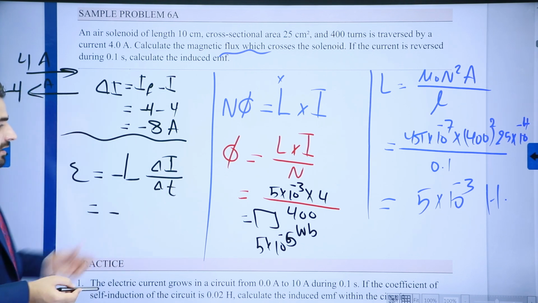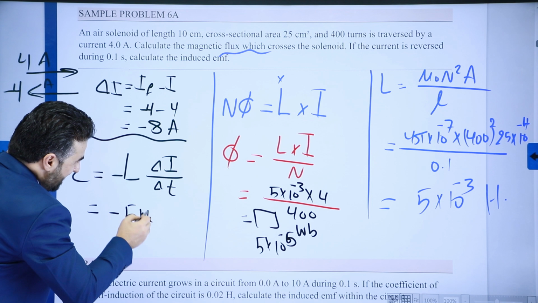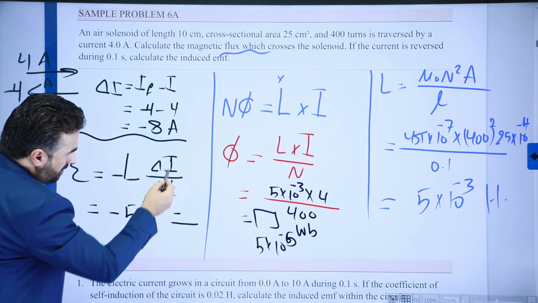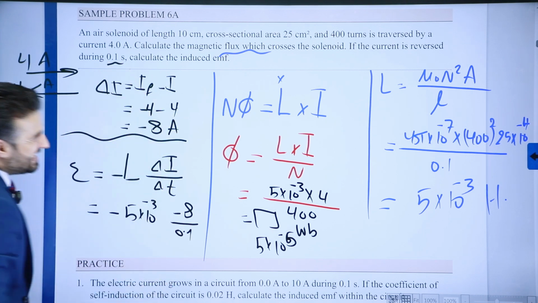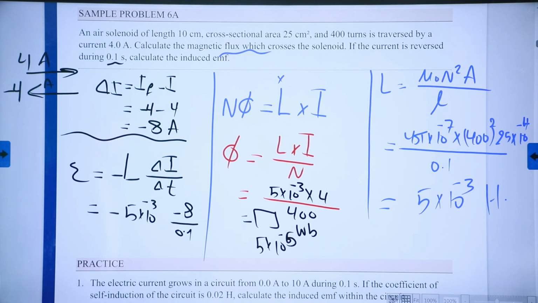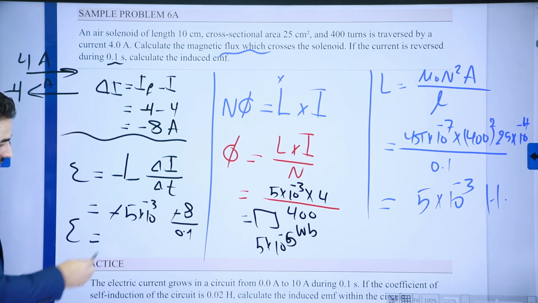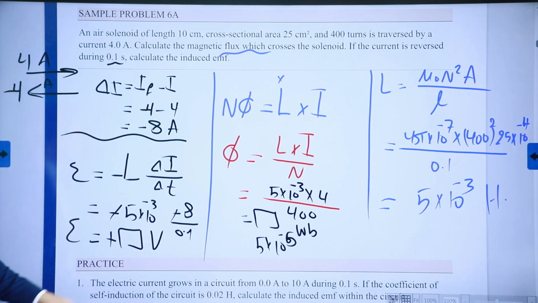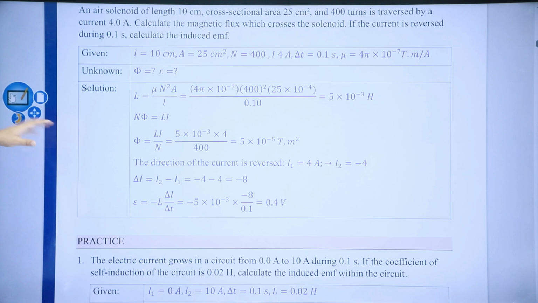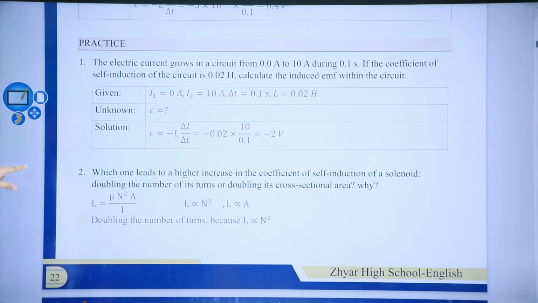So in this case, we have negative the coefficient of self-induction, which we've learned is equal to 5 times 10 to the power negative 3. The change in current, delta I, is negative 8, divided by 0.1 second, correct? Yes, so this is also correct. Now you do the math, these two negatives are going to cancel out, so you get a positive value in volts. That is how you can find the induced electromotive force, which is about 0.4 volts.